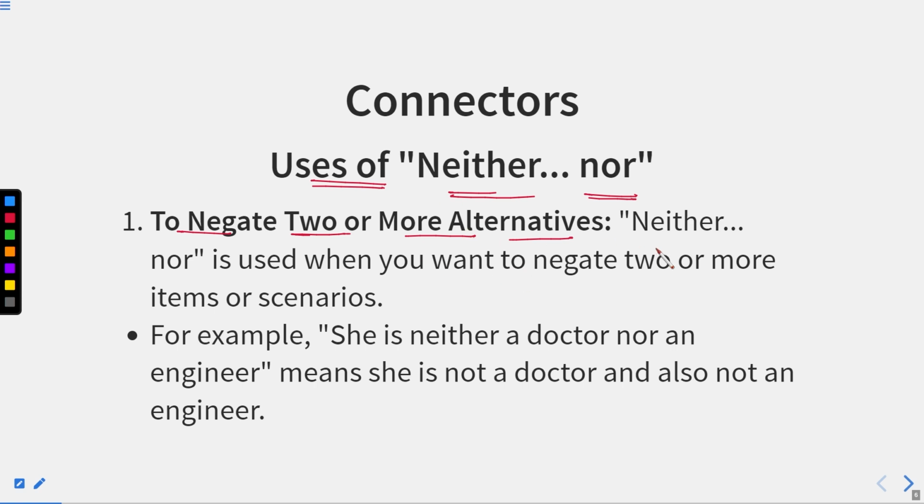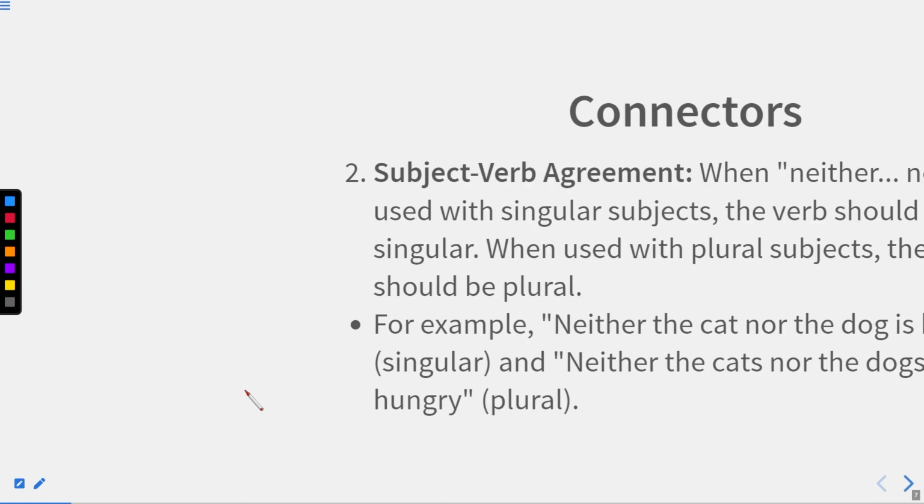Neither nor is used when you want to negate, that means cancel, two or more items or scenarios. For example, she is neither a doctor nor an engineer. It means she is not a doctor and also not an engineer. Maybe it is possible she is a teacher. So she is neither a doctor nor an engineer. It means she is neither of them. She is a teacher. So she can be someone else.